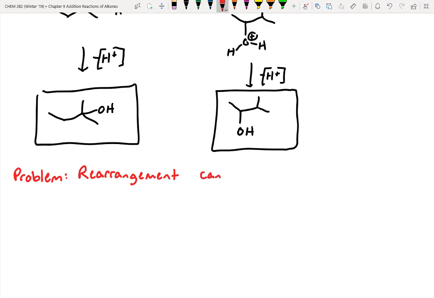So rearrangement can/will occur, leading to product mixtures.